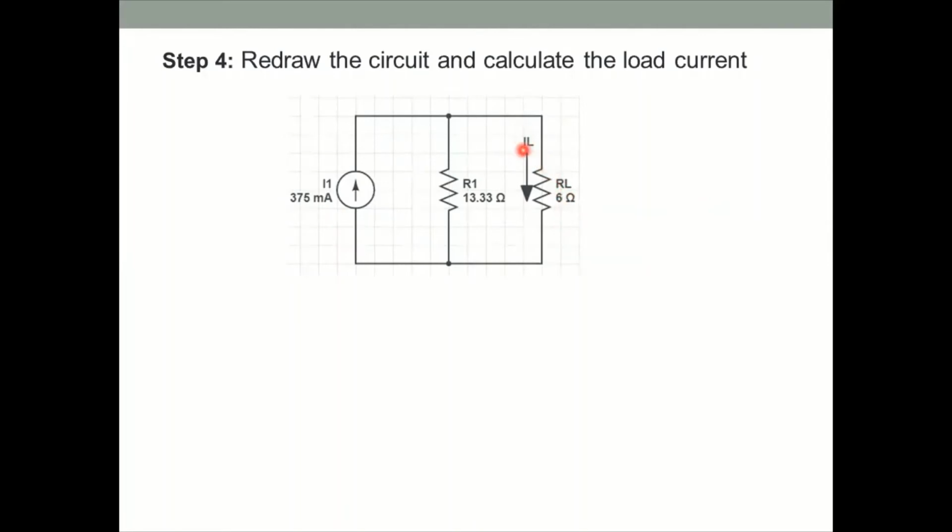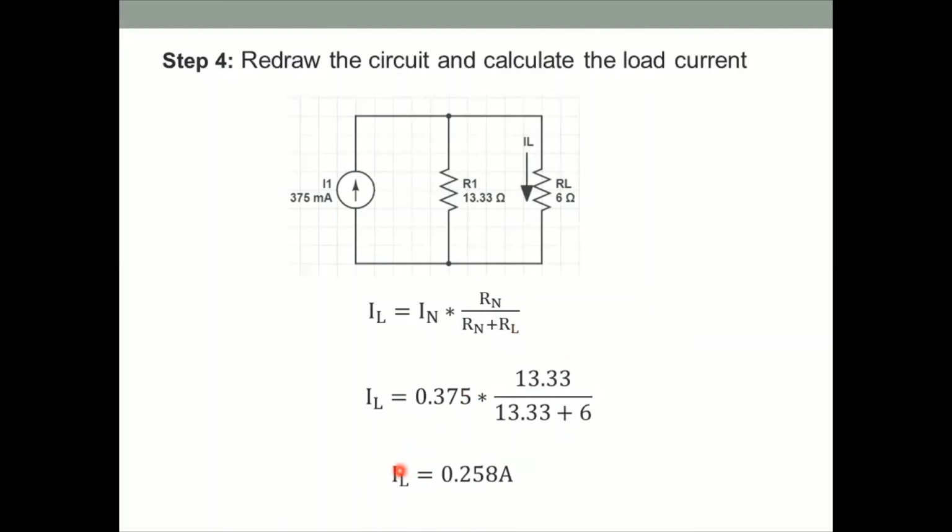Finally, we need to calculate the load current IL by using the current division rule, right? So by using this formula, we are going to calculate the load current. If you substitute the values of Norton's current, Norton's resistance and load resistor here, we are going to get the value of IL as 0.258. So this is the load current value. So in this way, we are going to solve any circuit related to Norton's theorem easily if we are going to follow these 4 steps properly.